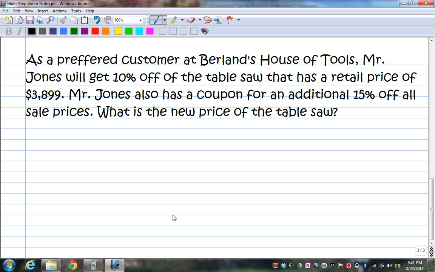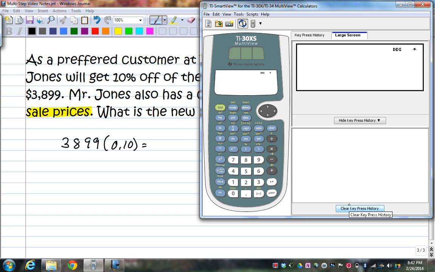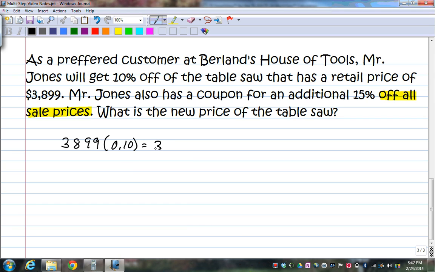All right, this problem is a little bit tricky. It's a little bit tricky because of this part right here. Off all sale prices. So in other words, what I would have to do first is take the price of the saw, $3,899, times my preferred customer discount, which I really wish I had, but I know I don't. Let me clear all this out again for this problem. So I have $3,899, and it's times 0.1, and it's $389.90. That's going to be how much I would save on the saw.